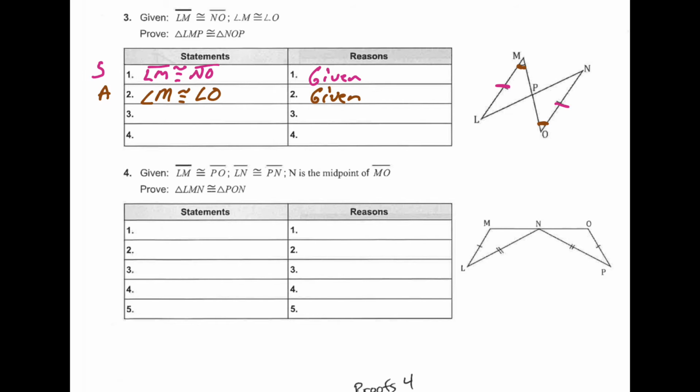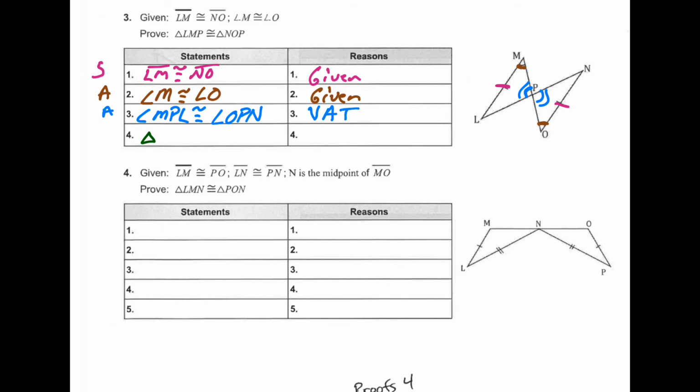So like I said, it might be reflexive, but it also could be vertical angles. So angle MPL is going to be congruent to angle OPN, and that's going to be my VAT, my vertical angles theorem, that said that those two things are going to be congruent. And then because we have that, we now know, sorry, this is a pair of angles.